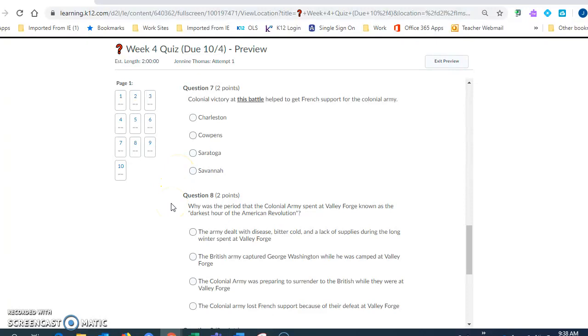Question 8. Why was the period that the colonial army spent at Valley Forge known as the darkest hour of the American Revolution? The army dealt with disease, bitter cold, and lack of supplies during the long winter spent at Valley Forge. The British Army captured George Washington while he was camped at Valley Forge. The colonial army was preparing to surrender to the British while they were at Valley Forge, or the colonial army lost French support because of their defeat at Valley Forge.